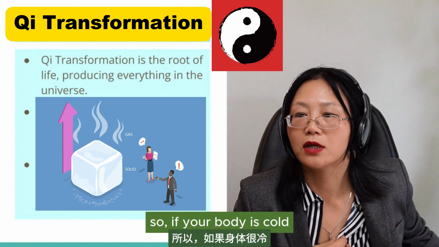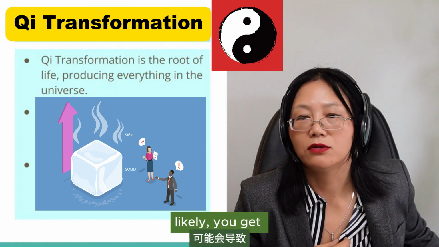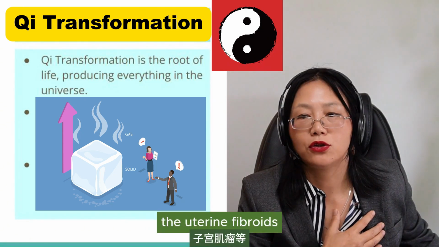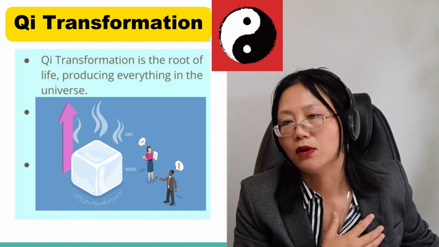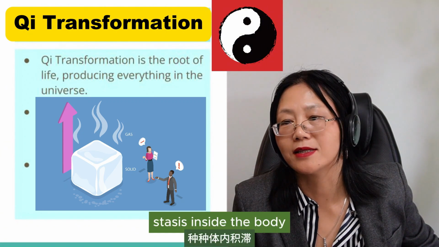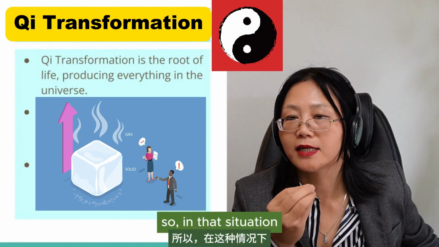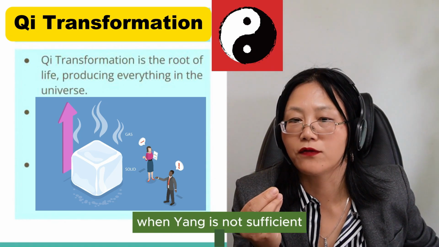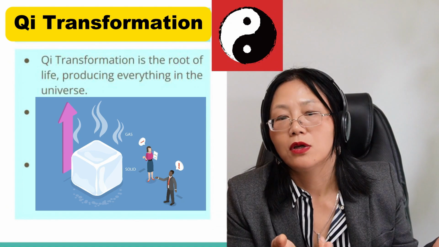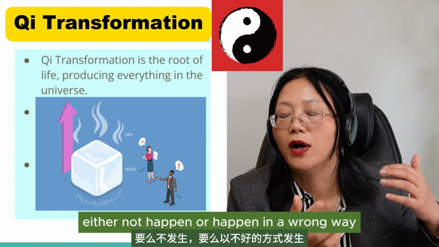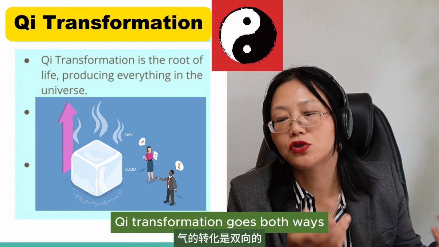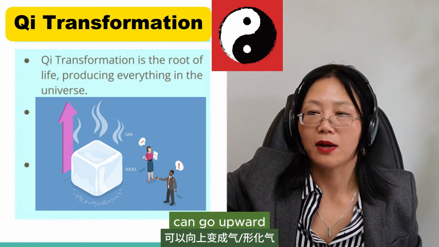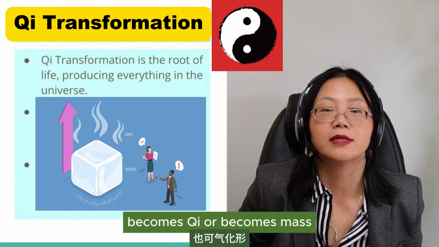If your body is cold, you are likely to get a breast mass, uterine fibroids, or that kind of stasis inside the body. In that situation, yang is not sufficient. When yang is not sufficient, the transformation either does not happen or happens in a wrong way. Qi transformation goes both ways: it can go upward and become qi, or become mass.